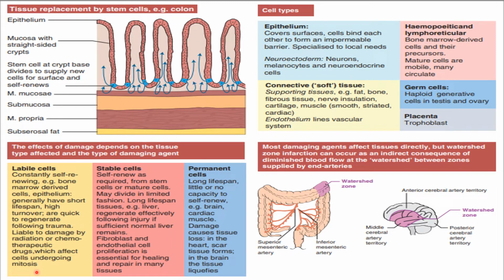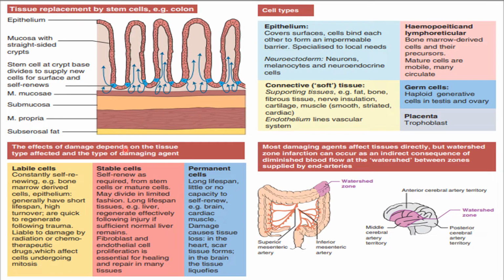There are three types of cell-renewing cells: labile cells, stable cells, and permanent cells. Let's look at the labile cells first. They are constantly self-renewing. For example, bone marrow derived cells and epithelium generally have short lifespan, high turnover, and are quick to regenerate following trauma.